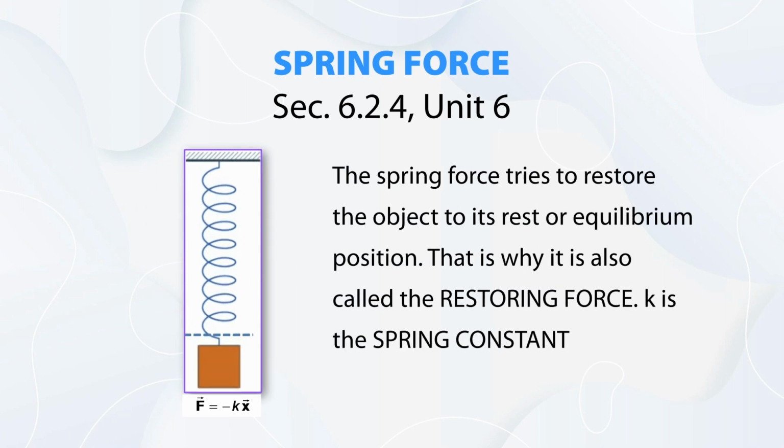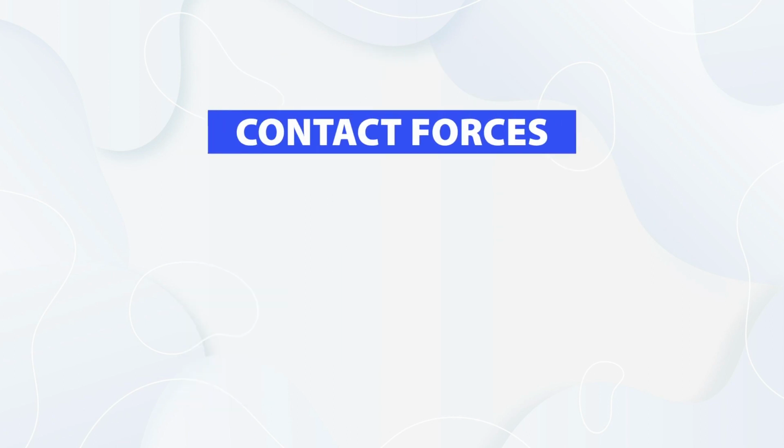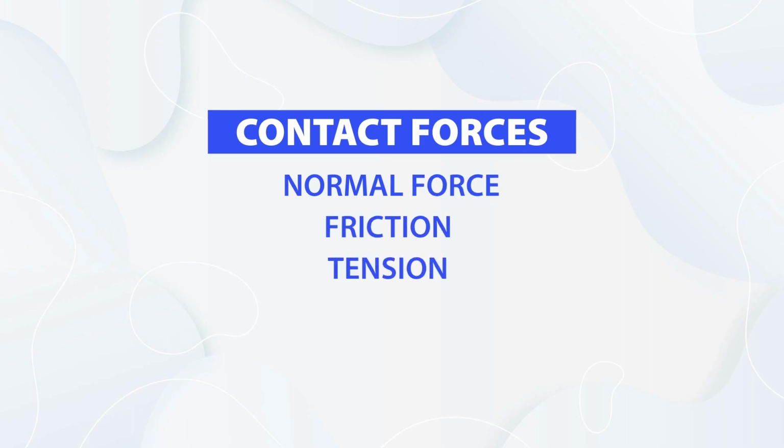Remember always, the spring force tries to restore the object to its rest or equilibrium position. That is why the sign minus comes there, and it is because of this that the spring force is called the restoring force, and k is the spring constant, which is the property of the spring. You've read about it in section 6.2.4 of unit 6. So in this session we have covered 4 types of forces: the normal force, friction, tension and spring force.